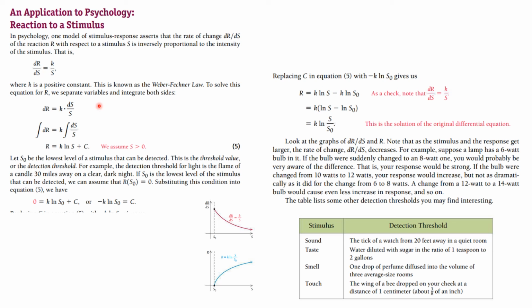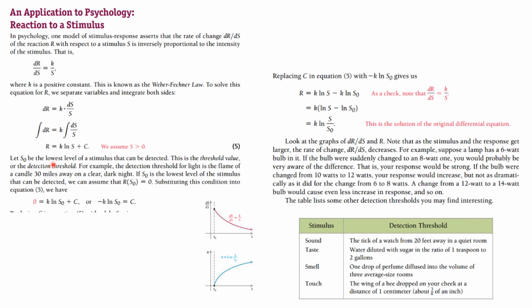To solve this, then, what we're going to do is multiply both sides by ds, and then we have dr is equal to k times ds over s. We'll integrate both sides. When you integrate dr, you get r is equal to k times the natural logarithm of s plus c.